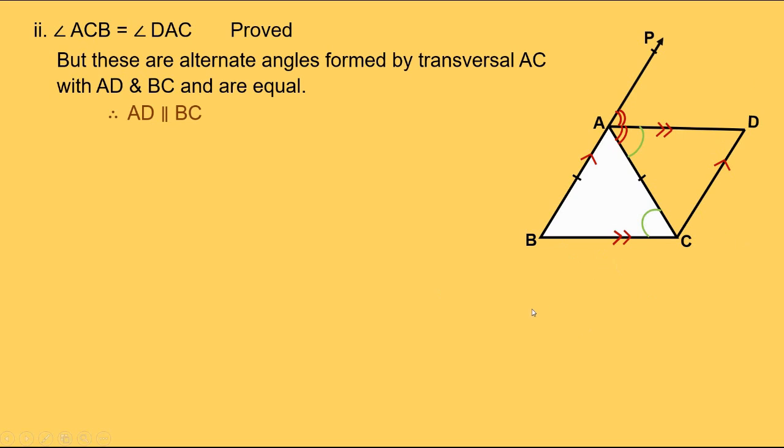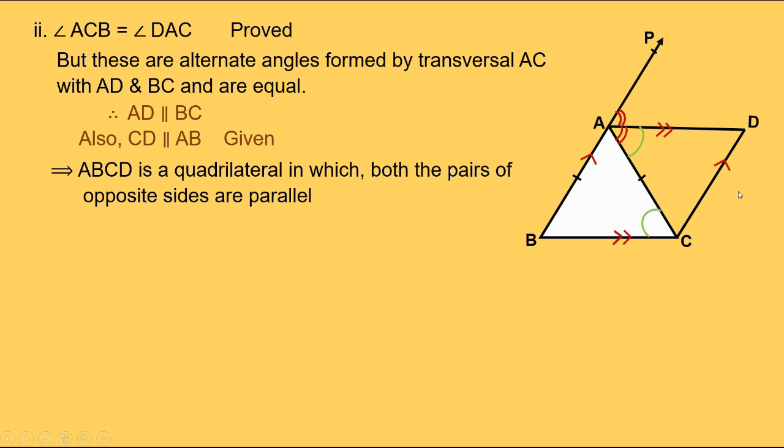Also, CD is parallel to AB is given to us. This implies ABCD is a quadrilateral in which both the pairs of opposite sides are parallel. Therefore, ABCD is a parallelogram. Now let's go for the next problem.